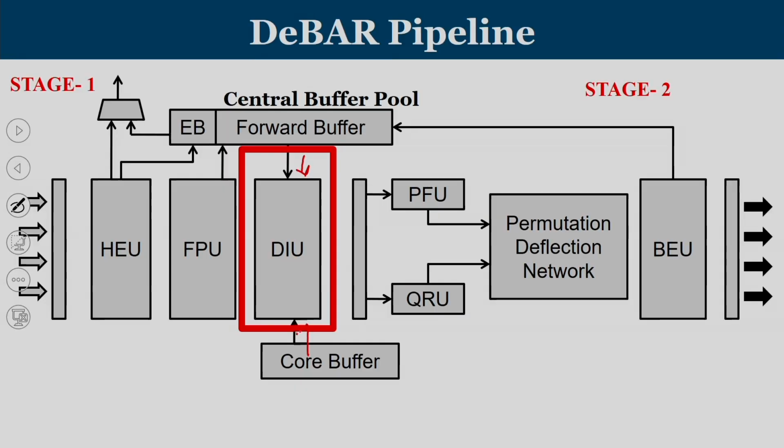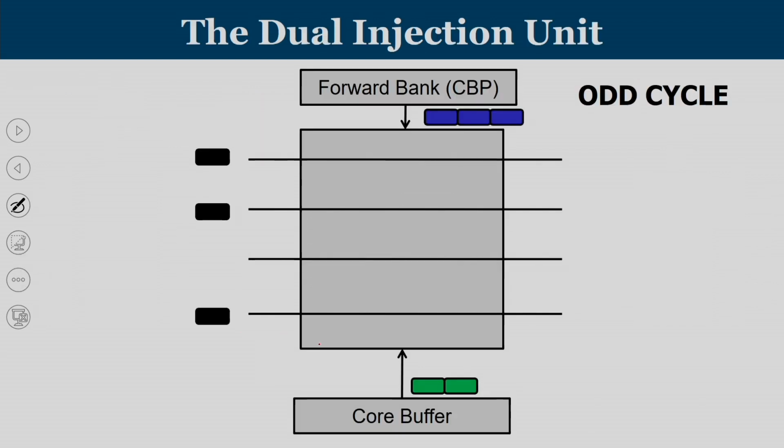both the side buffer entry as well as the core buffer entry are happening in the same unit, and they are working on an odd-even based priority. So, flits from the side buffer, that is the forward bank, the common buffer, the central buffer pool, and from the core buffer are going to enter based upon an odd-even priority. We can see that in all odd clock cycles, preference is given to the flit from the core buffer.